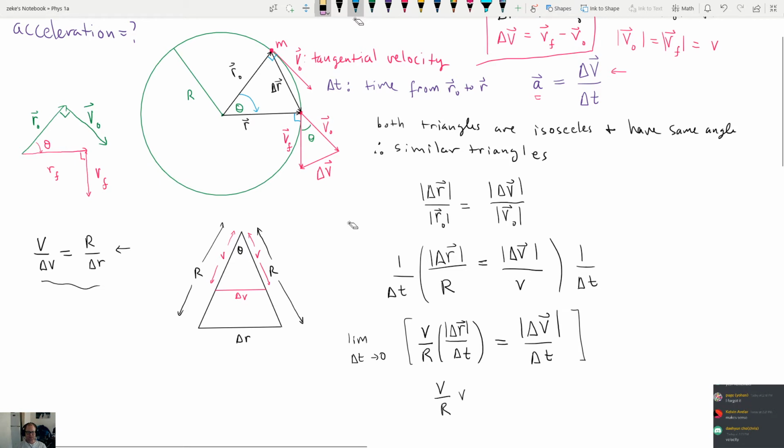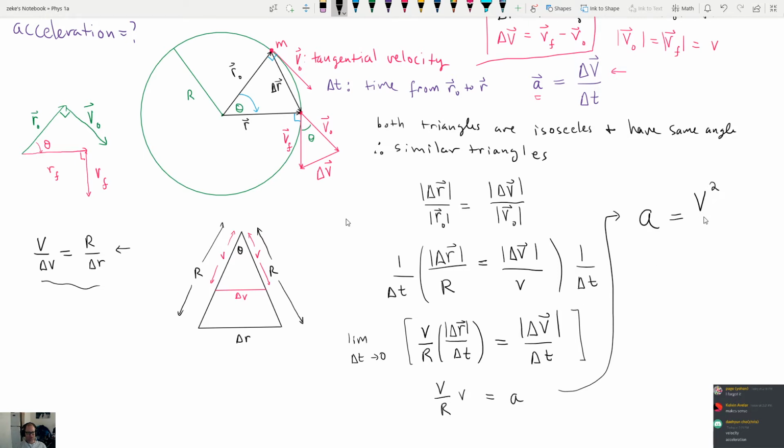And then what's the right-hand side going to become? Delta v over delta t. That's the change in velocity divided by change in time, which is acceleration. That's right. So what we get as our answer is that our acceleration is equal to velocity times velocity, so that's velocity squared, divided by the radius of the path. And we call this kind of acceleration centripetal acceleration, a sub c, so that stands for centripetal. Not centrifugal, which has an F in it, but centripetal acceleration.